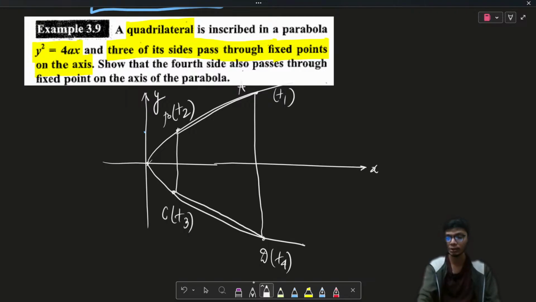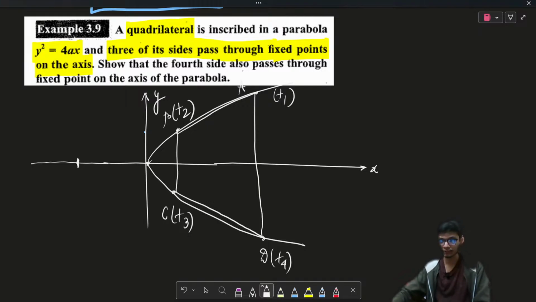Now if we try to move forward with this problem discussion, let us first find out the following. It is mentioned that we have to take the fourth side and show that it passes through a fixed point on the axis of the parabola. So this is the axis and the fixed point of the parabola, you have to show that, right?